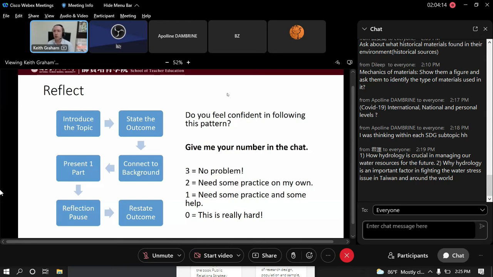So I want to take you through an activity that you could possibly do at the end of the video as well. I just introduced what we called a predictable pattern of a video: introduce the topic, state the outcome, connect to background, present and reflect, and then restate the outcome. I'm curious how confident you feel about using this pattern to make videos or to teach in a tutoring session or the English corner. How confident do you feel about using it?